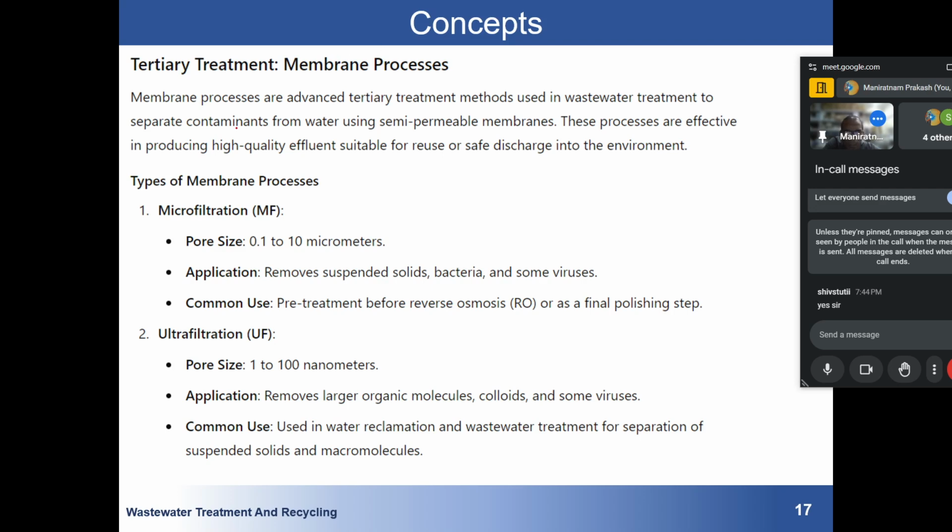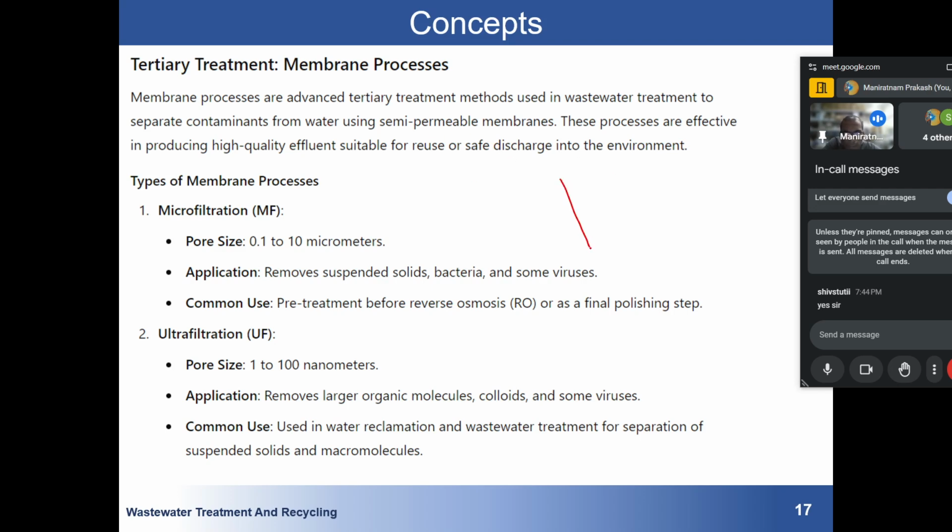This is not commonly used because it is a very expensive method. Not all treatment plants use this process, but still some developed countries, and some parts of India, use this membrane process. Membrane processes are advanced tertiary treatment used in wastewater to separate contaminants from water using semi-permeable membranes.